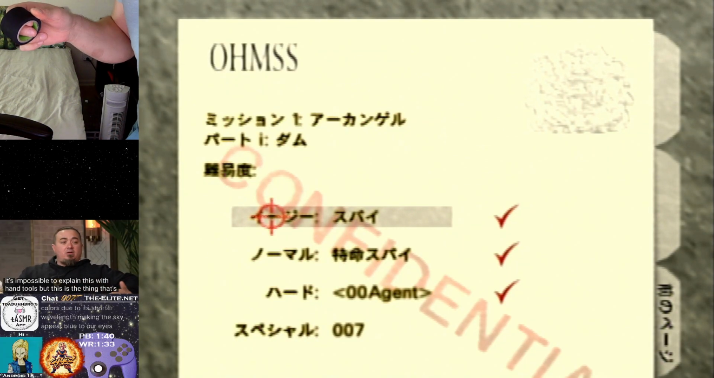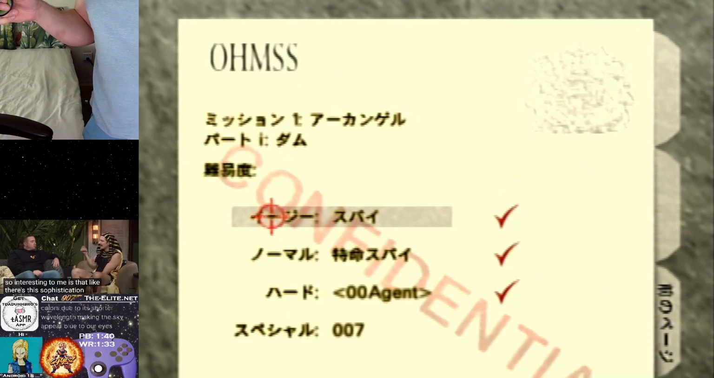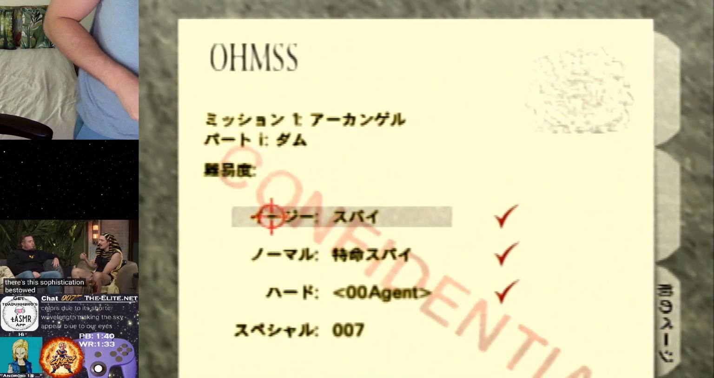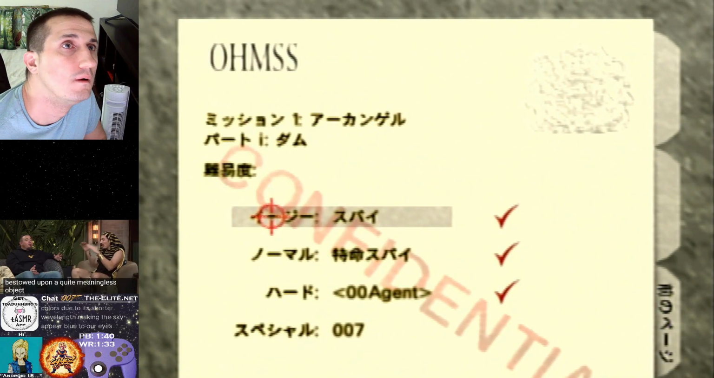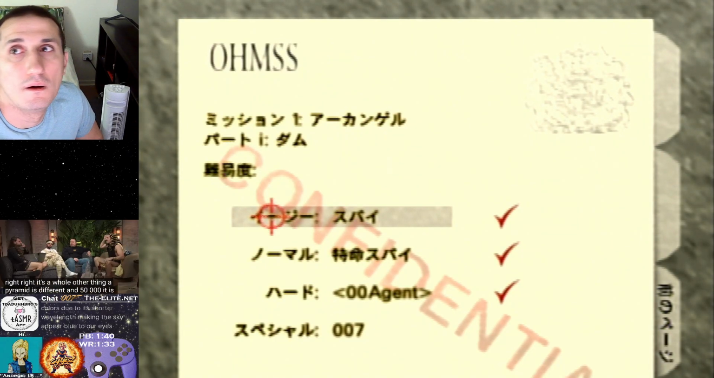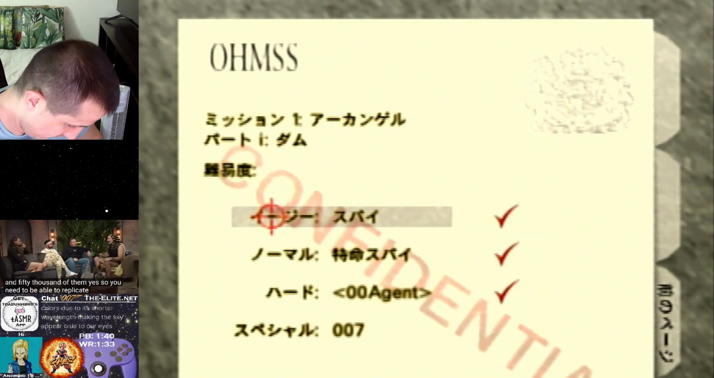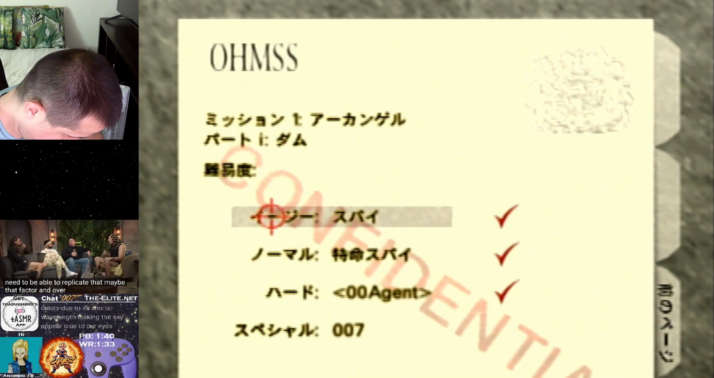But this is the thing that's so interesting to me, is that there's this sophistication bestowed upon a quite meaningless object. A pyramid is different. And 50,000 of them. Yes. So you need to be able to replicate that. Maybe they have factories over and over again.